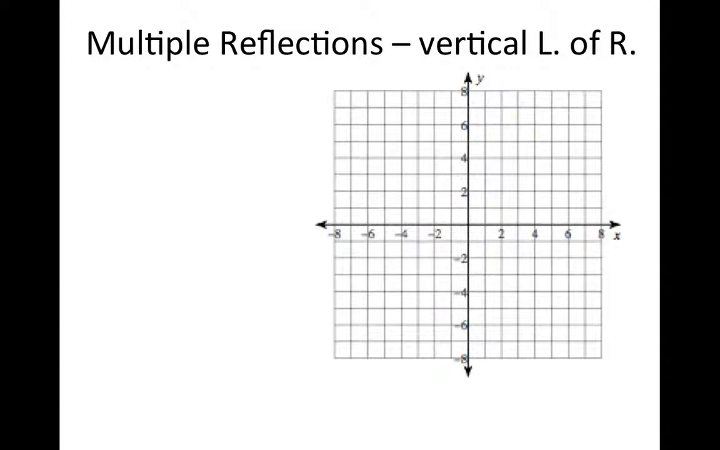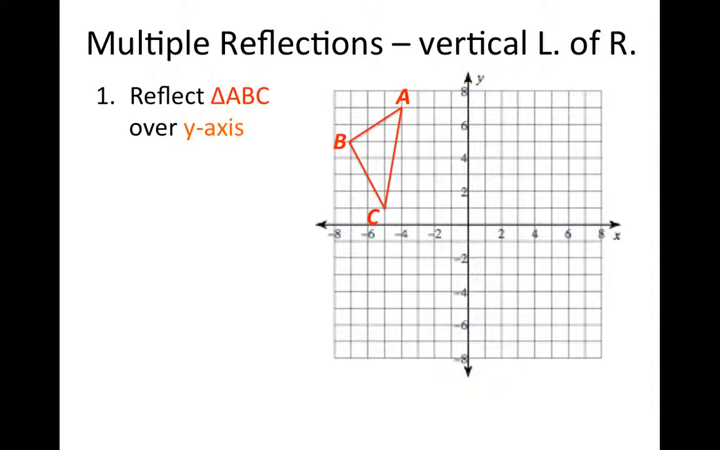If we're looking at multiple reflections with vertical lines of reflection, here's an example. Here's a triangle ABC, there it is, and we're going to put it over our y-axis. So let's draw in the y-axis. And the rules of reflection are I just count out how many units to the line of reflection.